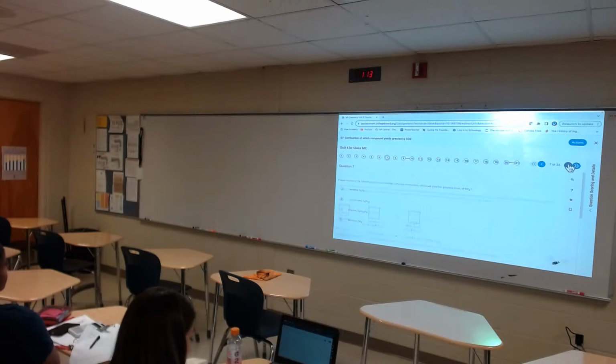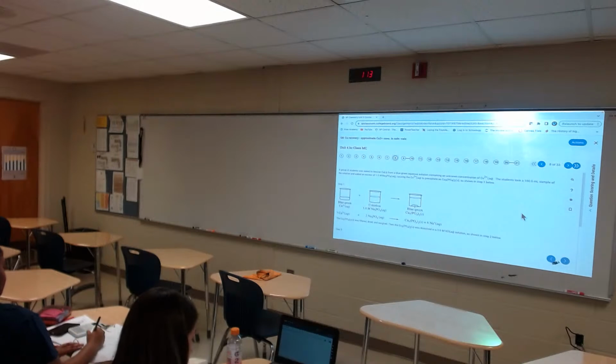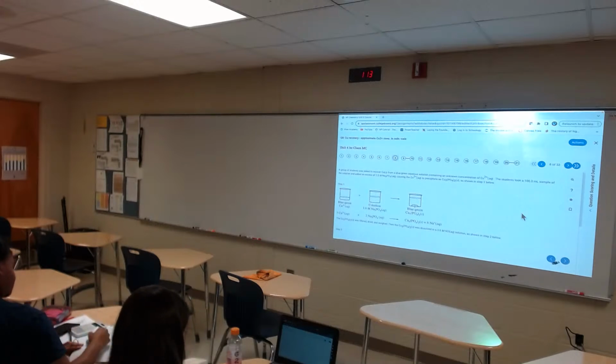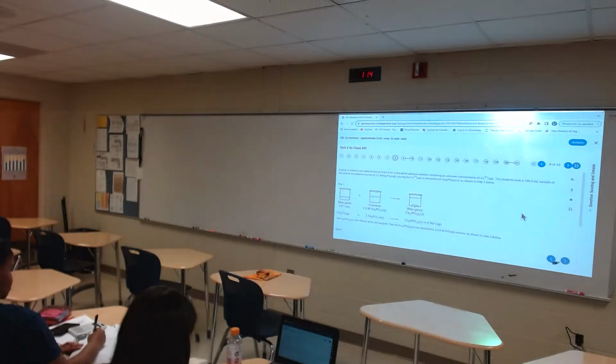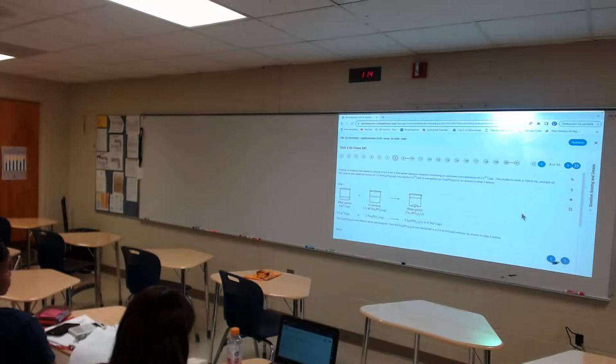That's an interesting question. All right, number 8. Got some pictures. Here we go. A group of students was asked to recover copper from a blue-green aqueous solution containing an unknown concentration of copper 2+ ions. The students took a 100 mL sample of the solution and added an excess of 1 molar sodium phosphate, causing the copper 2+ to precipitate as copper phosphate, as shown in step 1 below. Okay, so there's a balanced equation and a picture of what they're doing. We should be able to write that balanced equation.